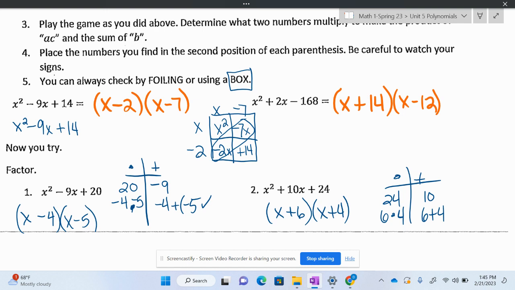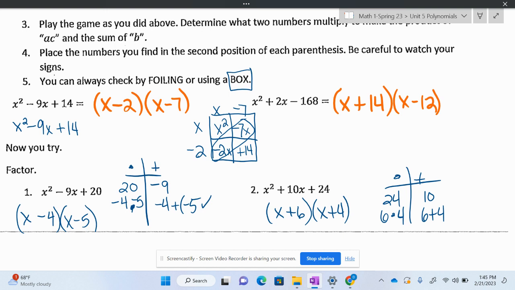So hopefully for number 1, it's a problem that we've already actually done. We did that in the "Hey, I want to play a game with you" activity. What two numbers can I multiply together to get a positive 20 that add to a negative 9? Negative 4, negative 5. So I should have x minus 4 times the quantity x minus 5. That's how number 1 factors.